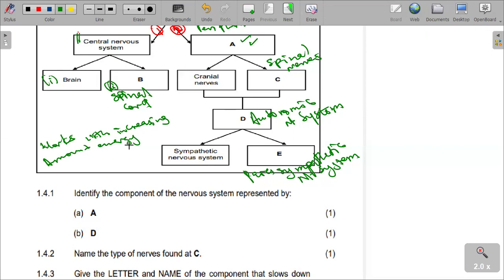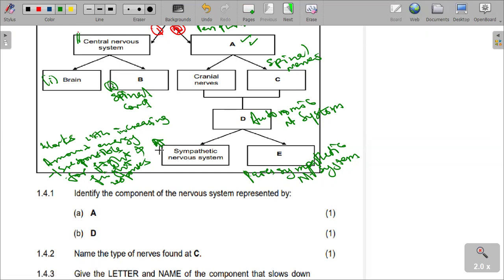This sympathetic nervous system is also responsible for fight and flight responses. These all refer to what? To the sympathetic nervous system.